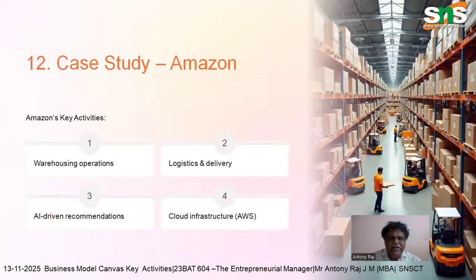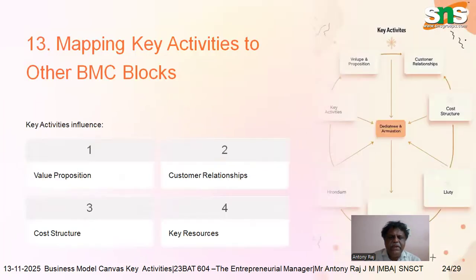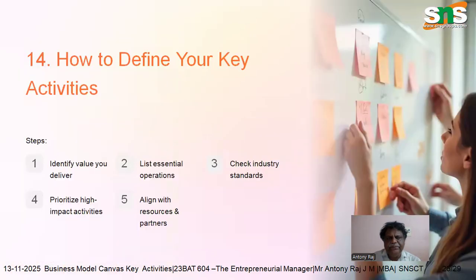For example, this is a case study of Amazon's key activities. Warehousing operations, logistics and delivery are key activities, and the cloud infrastructure is also very important, as is artificial intelligence driven recommendation. These are all Amazon's key activities, along with the delivery trucks and fulfillment centers. Mapping key activities to the other BMC blocks is also very important. You can see from the visual diagram how we map the key activity to other business model canvas blocks.